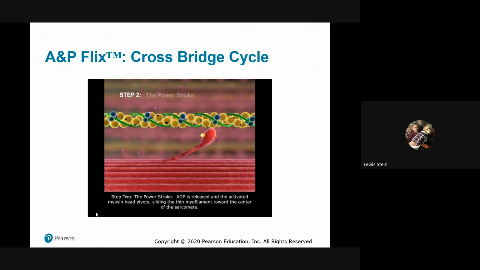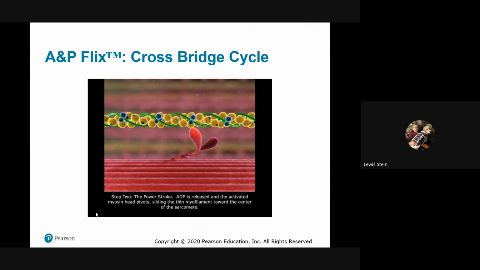Step 2. The power stroke. ADP is released, and the activated myosin head pivots, sliding the thin myofilament toward the center of the sarcomere. Step 3. Cross-bridge detachment. When another ATP binds to the myosin head, the link between the myosin head and actin weakens, and the myosin head detaches.